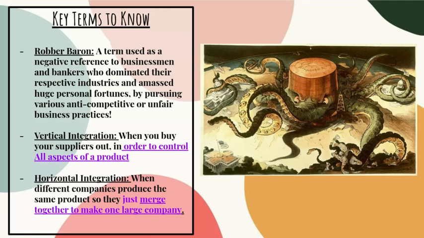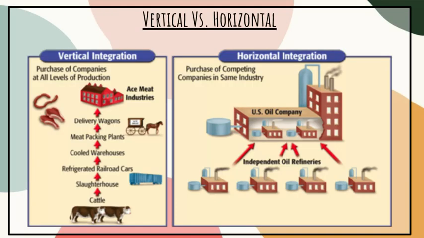So the first one is vertical integration, and Andrew Carnegie is the one that's going to do this, and horizontal is John D. Rockefeller. So vertical integration is when you buy your suppliers out in order to control all aspects of a product. And I'm going to show you a chart exactly what it looks like. And horizontal integration is when different companies produce the same product, so they just merge together to make one large company. Okay, and this is an example of how this is going to work: vertical versus horizontal.